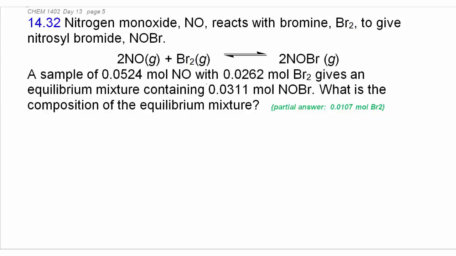Nitrogen monoxide reacts with bromine to give nitrosyl bromide. A sample of 0.0524 moles of nitrogen monoxide with 0.0262 moles of bromine gives an equilibrium mixture containing 0.0311 moles of NOBr. What's the composition of the equilibrium mixture? That means do ICE, right? Whenever they want equilibrium amounts, it's always do ICE. So set it up, see if you can get the answers.